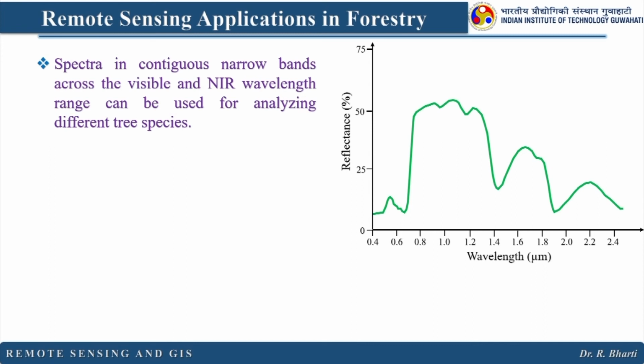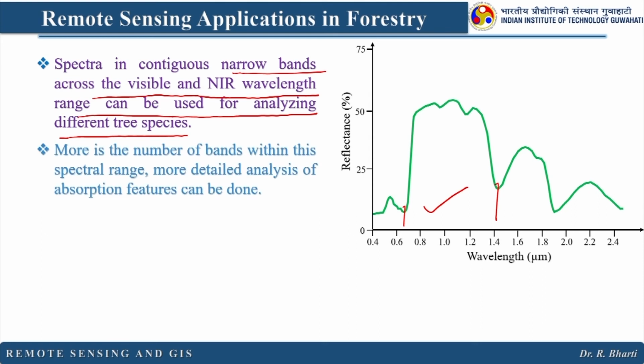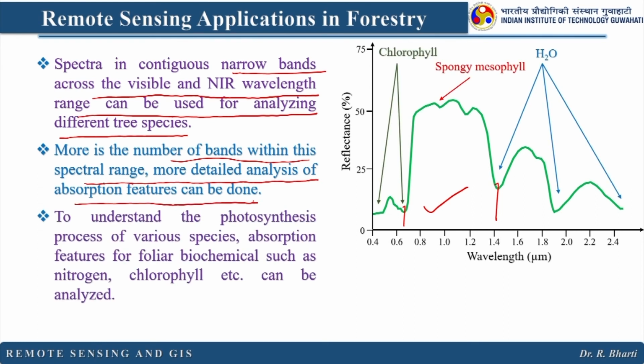Spectra in contiguous narrow bands across the visible and NIR wavelength range can be used for analyzing different tree species, right? I hope you remember the vegetation spectral profile. Here the position is actually the indicator of the composition and internal atomic structure, right? So if there is a slight change in the position or the orientation, then it says these are different types of species. The more bands within this spectral range, the more detailed the analysis of absorption features that can be done. That is already understood from earlier lectures.